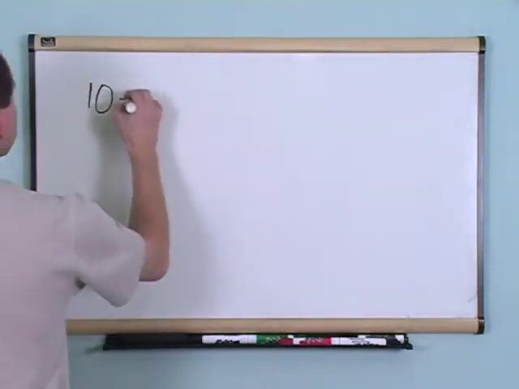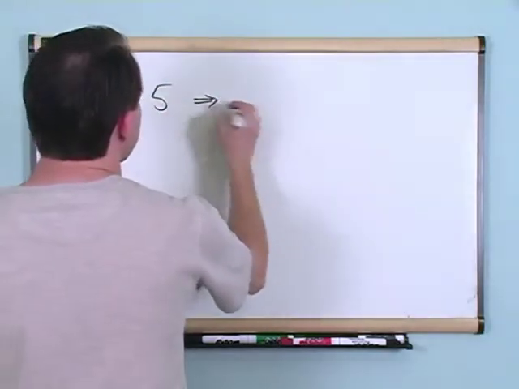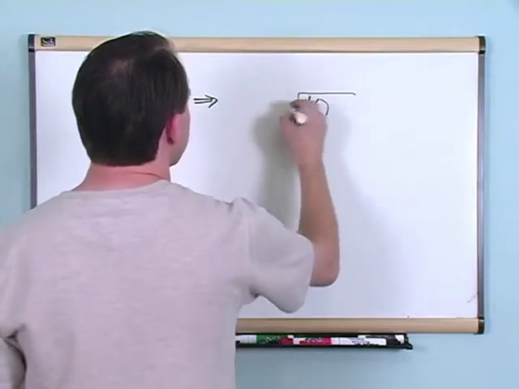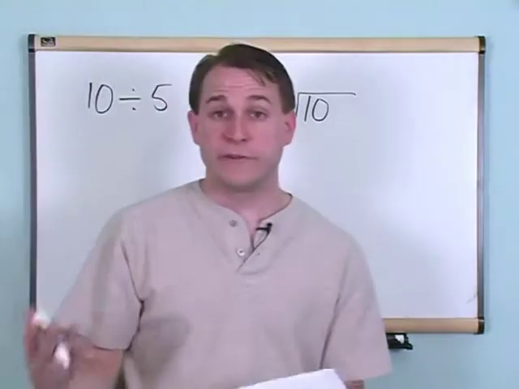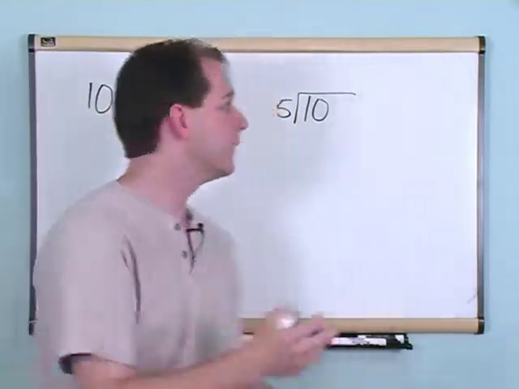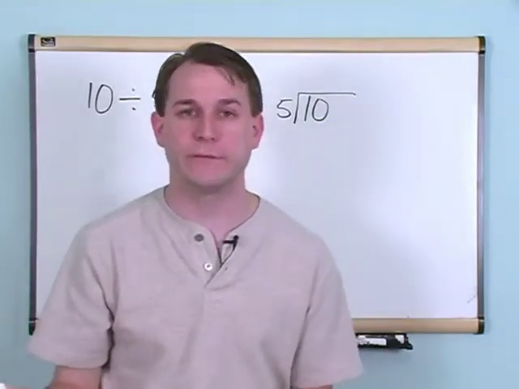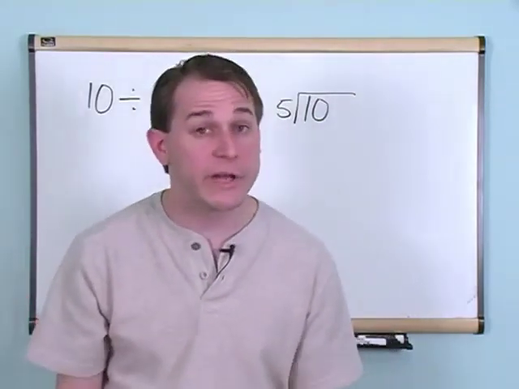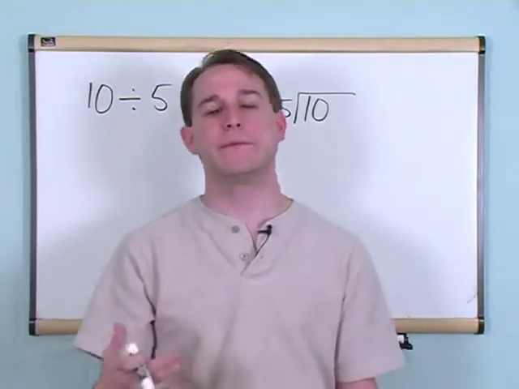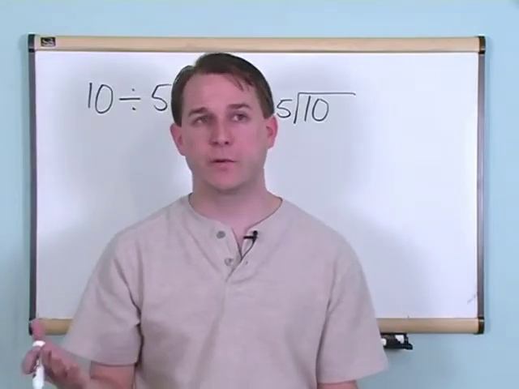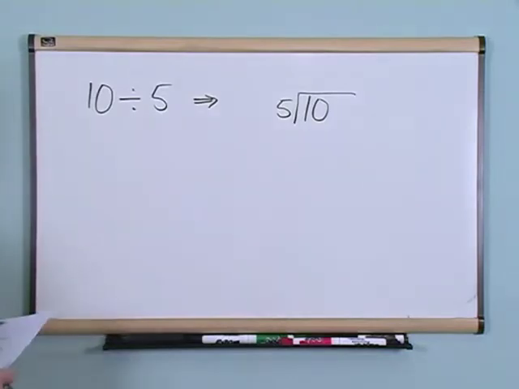10 divided by 5. Okay, what would that be? First thing you do is rewrite the problem. You put 10 underneath the house and 5 on the outside because you're dividing by 5. Question is, 5 times what number will give you 10? Well, 5 times 1 will give you 5. That's not right because we're looking for 10. 5 times 2 is going to give you 10, right? And that's what we want.